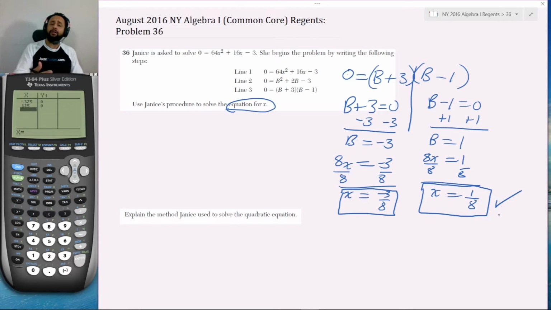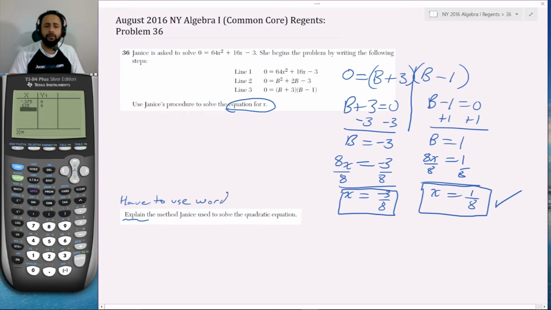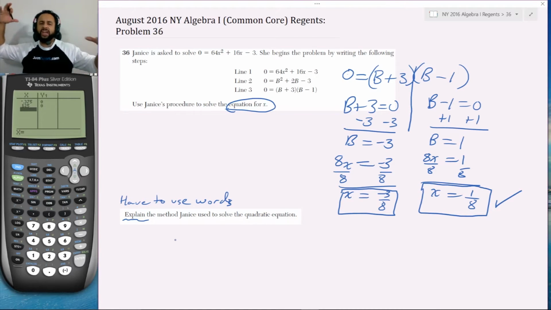So now, the second part of the problem, this part that really mystifies students: explain the method Janice used to solve the quadratic equation. First off, this word explain, we have to use words. Okay? Justify, if they say justify, we can use algebra to justify, but if they say explain, we have to use words. But they're not actually asking for the name of this procedure. They're not asking for some crazy generalized statement about how this and all problems are done. They're asking for how she did this. So if you did this, what is it that you did, and what is it that Janice did?